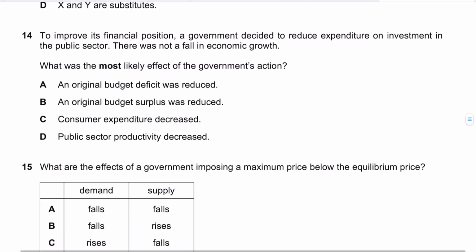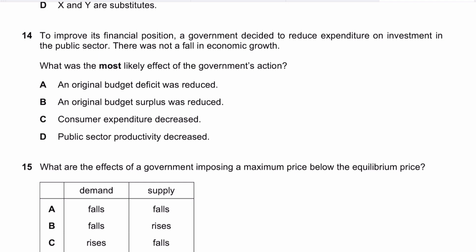Okay guys, question number 14 says that to improve its financial position, a government decided to reduce the expenditures on investments in the public sector. So basically, they're reducing the government spending in order to make sure that their financial position is more stable. There was no foreign economic growth. What was the most likely effect of the government's action?